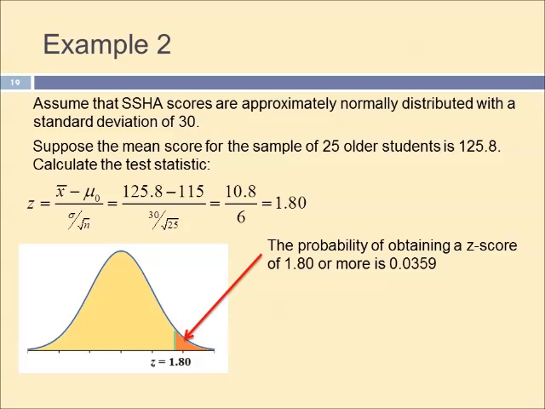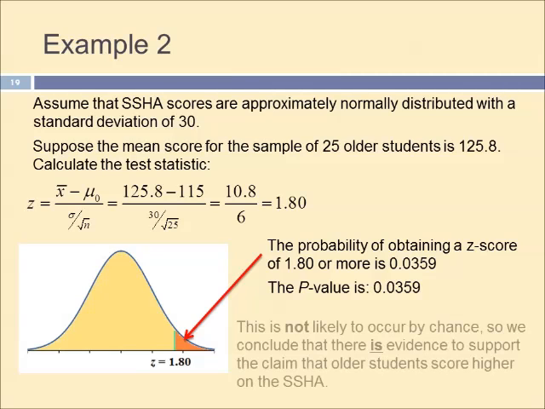So the probability of obtaining a z-score of 1.8 or more is 0.0359. That's the p-value, 0.0359. Again, just to repeat, that's the probability of obtaining a sample mean of 125.8 or more if the population value is exactly 115. So this is not likely to occur by chance. We conclude that there is evidence to support the claim that older students score higher on the SSHA.